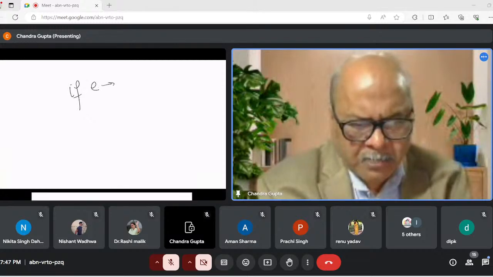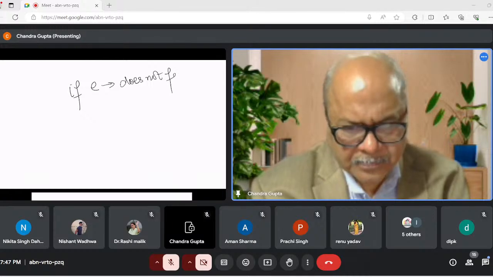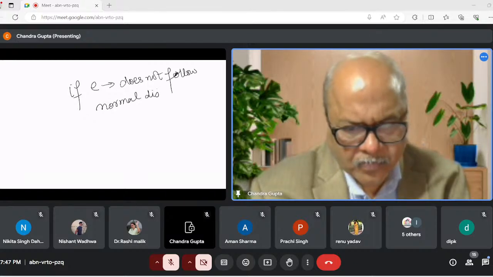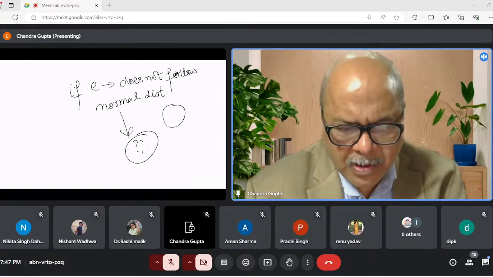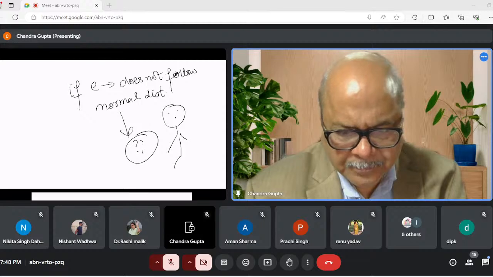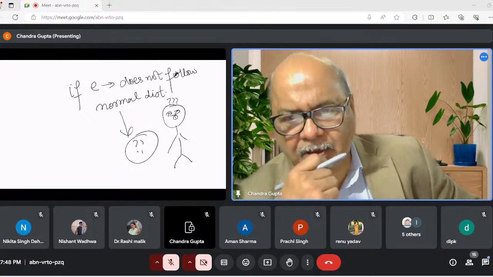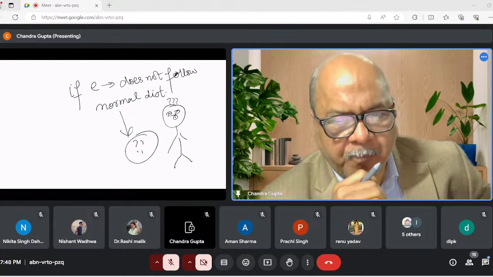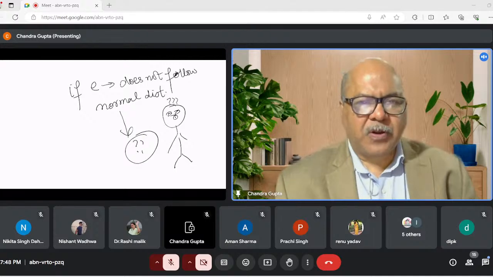If error term does not follow normal distribution, तो क्या होगा? What will happen? Think. What will happen? क्या हो सकता है? What will happen in that particular case?